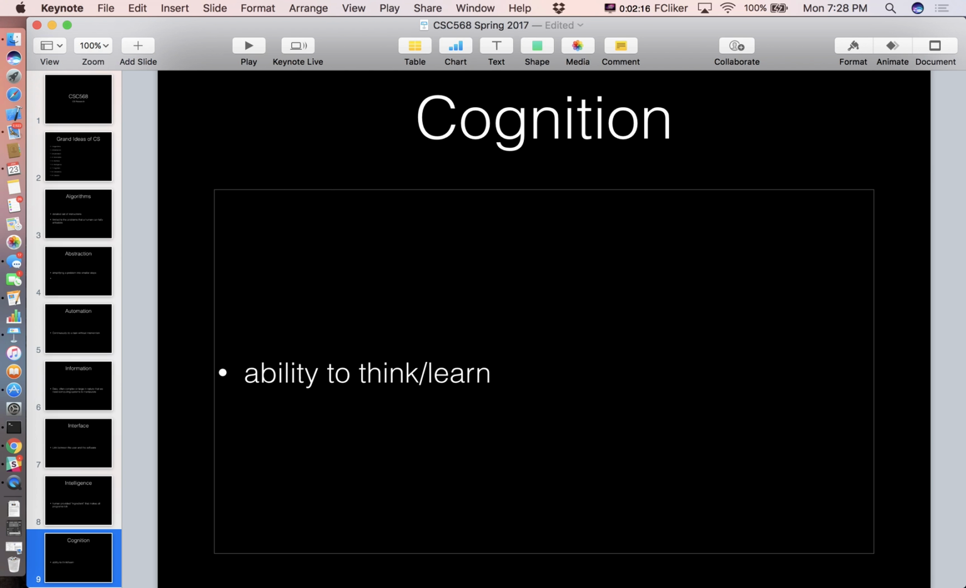Taking all the wealth of information and coming up with some sort of pattern for it, for maybe the stock market. Taking all past data and finding some sort of pattern to predict the future. Okay. So how is that cognition but not intelligence?